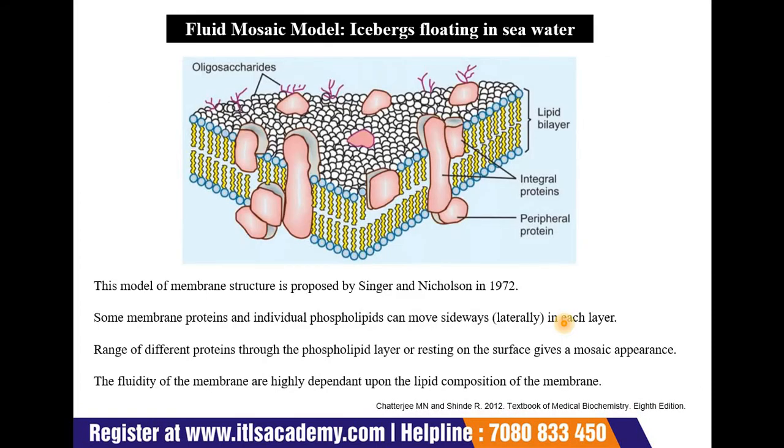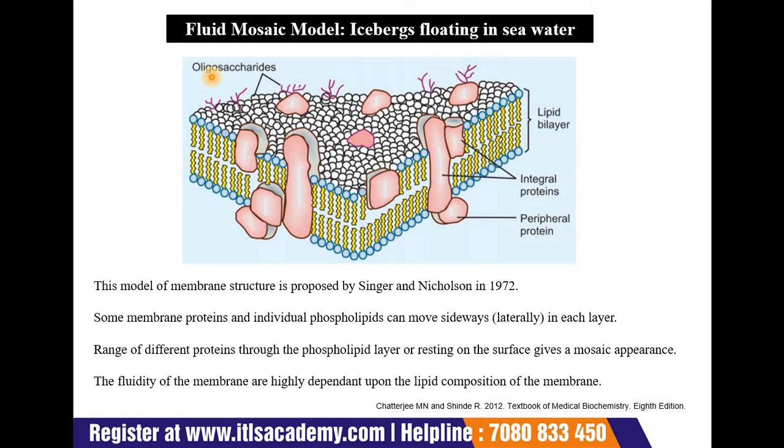Now, there's a combination of lipids and proteins, and there is a model which is called the fluid mosaic model. This model of membrane structure was proposed by Singer and Nicolson in 1972. If you look at the structure, it looks like ice boxes floating in the seawater. So this is the aqueous environment, and you have a lipid bilayer. These are the integral proteins, peripheral proteins. Then you have oligosaccharides which are attached to those membranes.